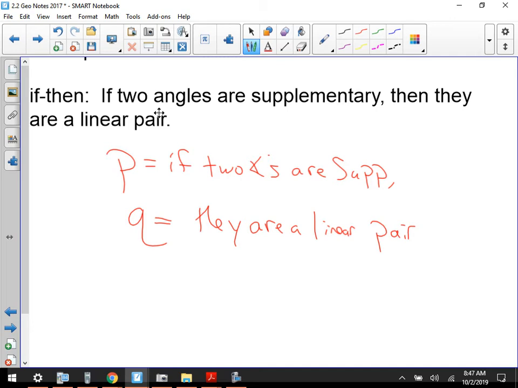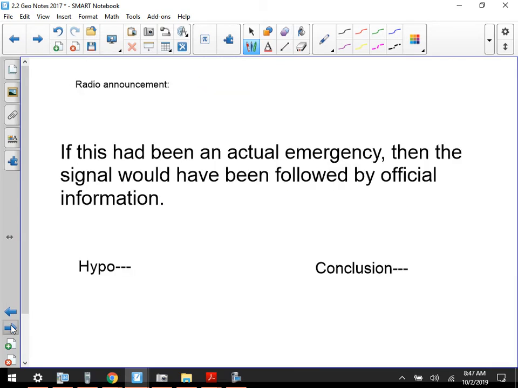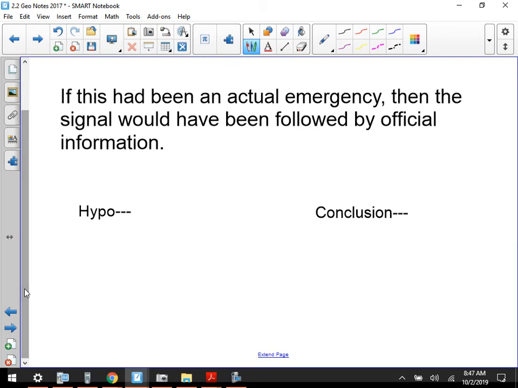Okay. So the next one is, let's read this next one, and we're going to try and rewrite it. We'll try and identify what part's hypothesis, what part's conclusion, what would be your P, what would be your Q. So don't write all this out, because there's a lot of words here. Let's just read through this together.